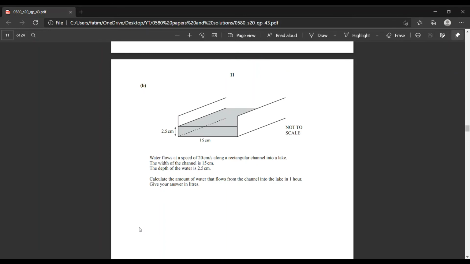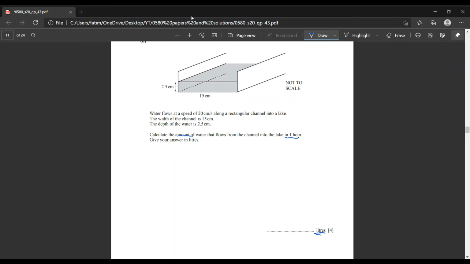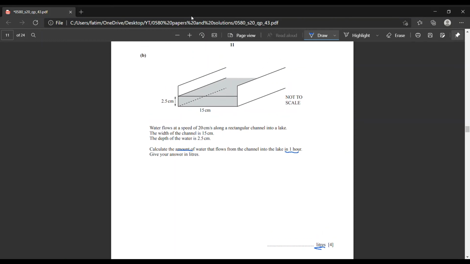So in this question, we're given that water flows at the speed of 20 centimeters per second in a rectangular channel into a lake. The width and the depth is given to us. We have to calculate the amount of water that flows from the channel into the lake in 1 hour. And by amount, I believe, okay, it's in liters. Yeah, we have to give our answers in liters.